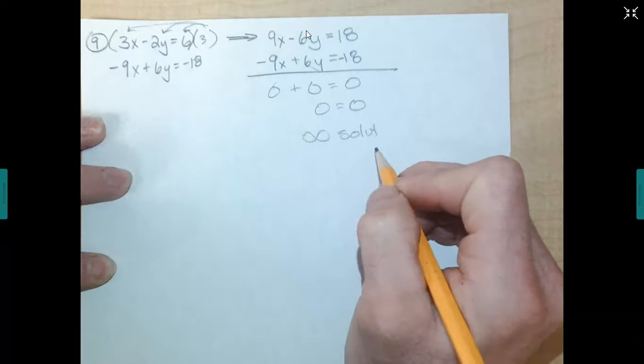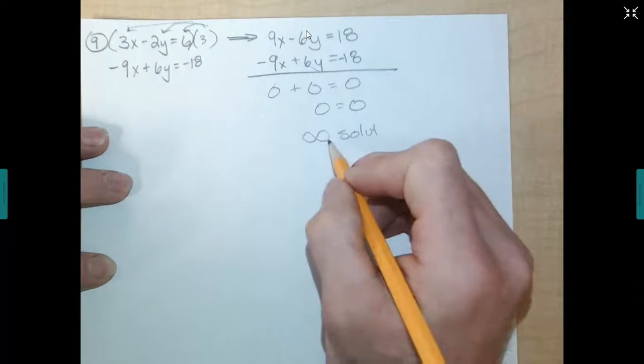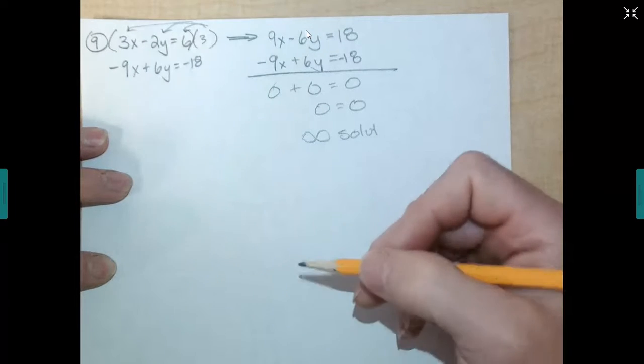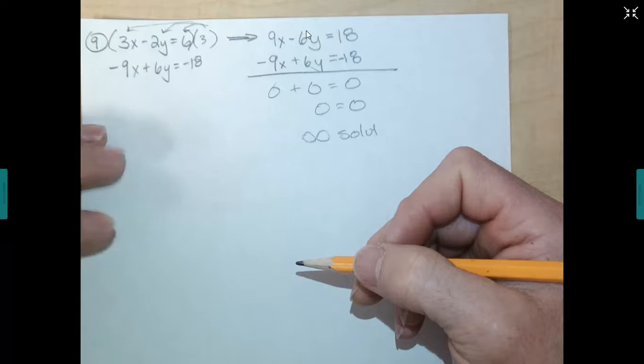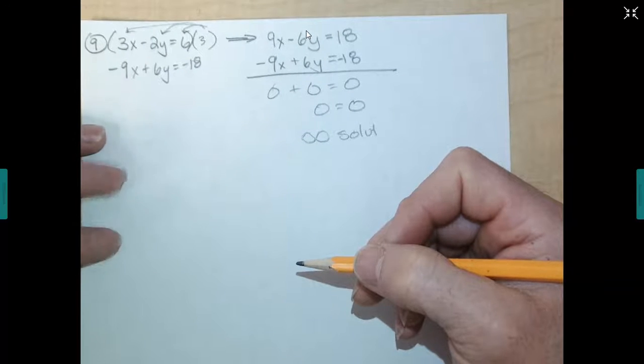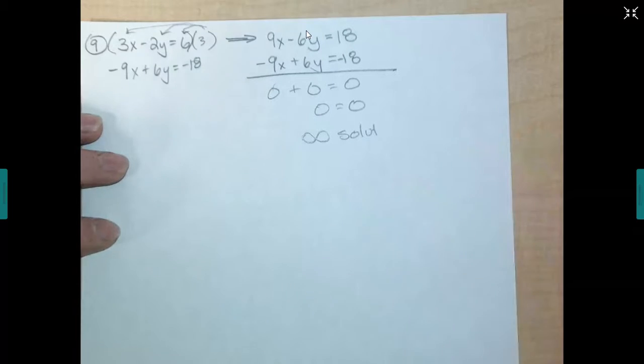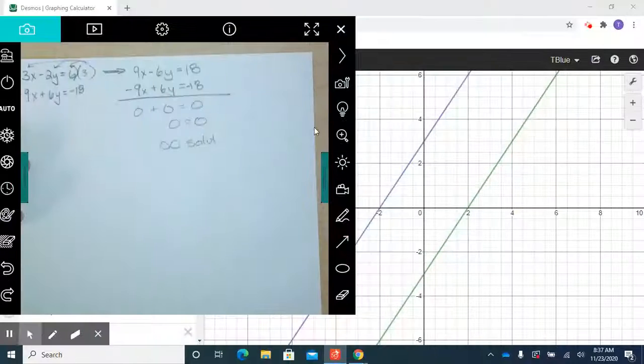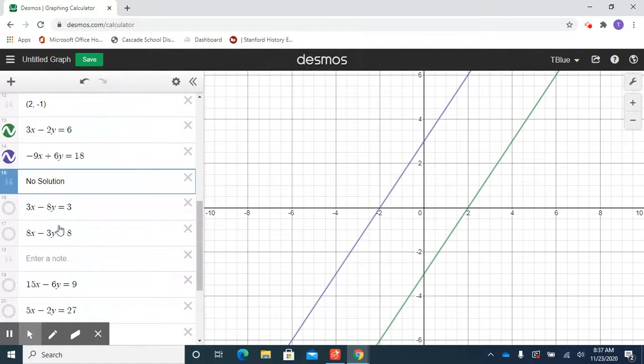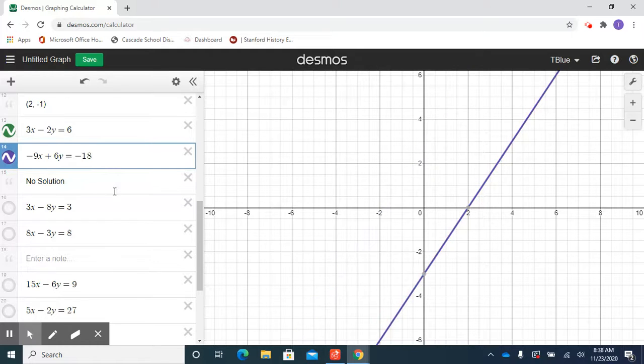Oh, wait. What? This says infinite, but my last one I have parallel. What just happened? 3x minus 2y equals 6. Negative 9x plus 6y equals, oh, that's supposed to be a negative 18. Oh, there we go. My Desmos was wrong.